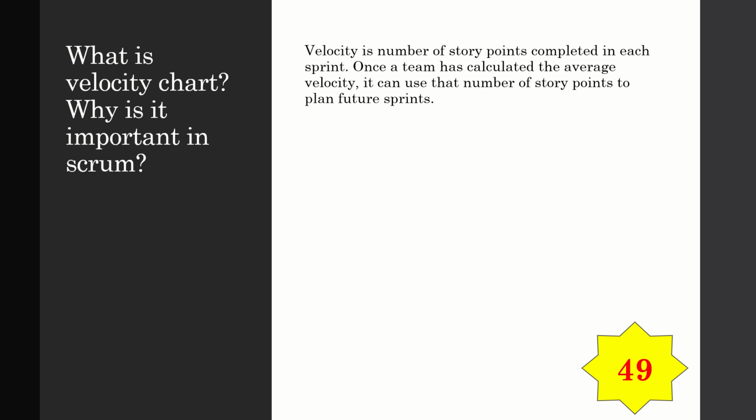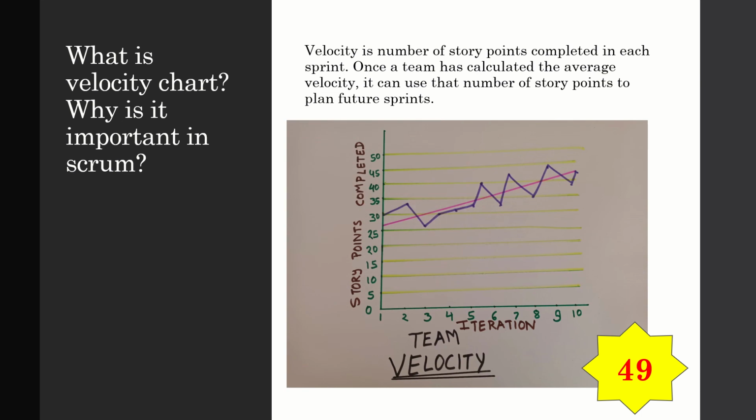What is a velocity chart? Why is it important in Scrum? Velocity is the number of story points completed in each sprint. Once a team has calculated the average velocity, it can use the number of story points to plan future sprints. That means if in this sprint we have completed approximately 10 user stories, then in the next sprint also we can take up at least 10 user stories. So this is iterations versus story points completed.